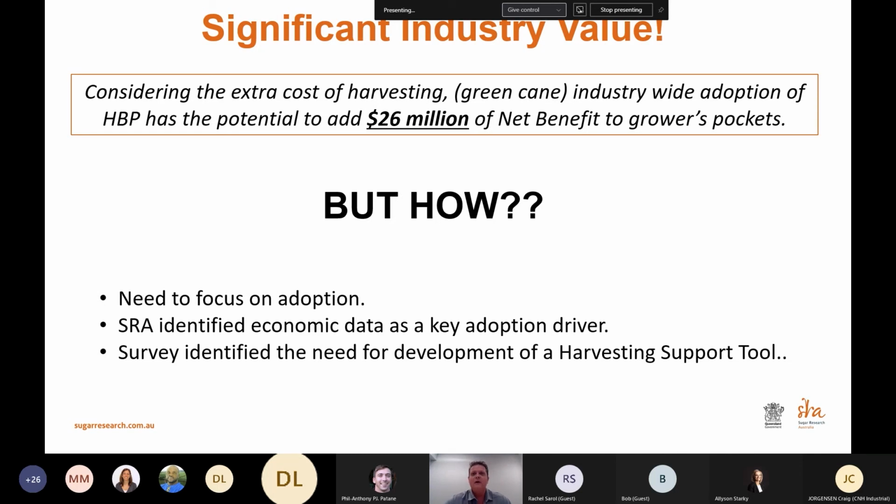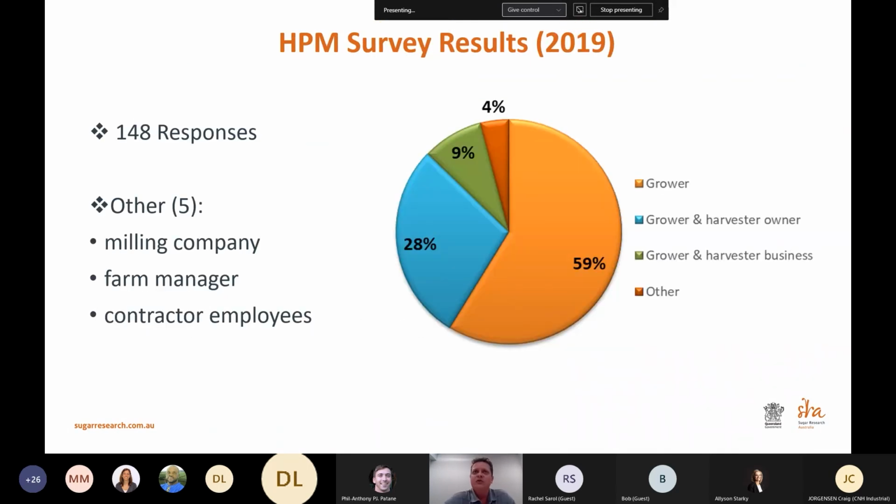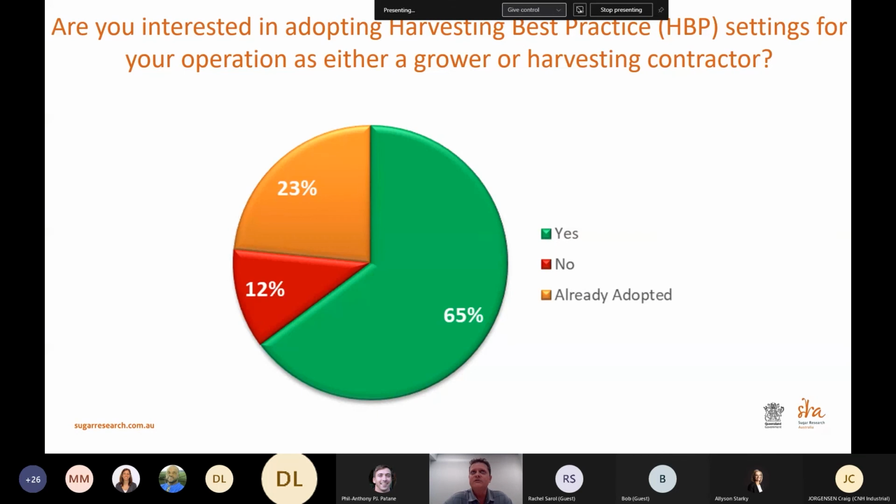And I mentioned again the survey that we conducted in 2019, and I'm going to go into a few of the results from the survey because that's underpinned a lot of the information that we're going to be producing within the tool, and also it's been a very nice survey to direct us in the development of the tool. So the survey was conducted in 2019. It involved just under 150 responses. 59% of the respondents were growers that didn't do harvesting at all. They had contractors doing harvesting or harvesting groups doing harvesting for them on their behalf. 28% were groups that did their own harvesting, and just under 10% were actual harvesting contractors, growers that contracted out to other growers.